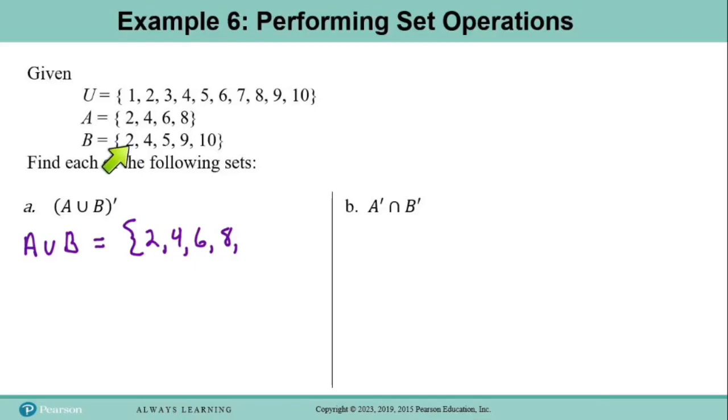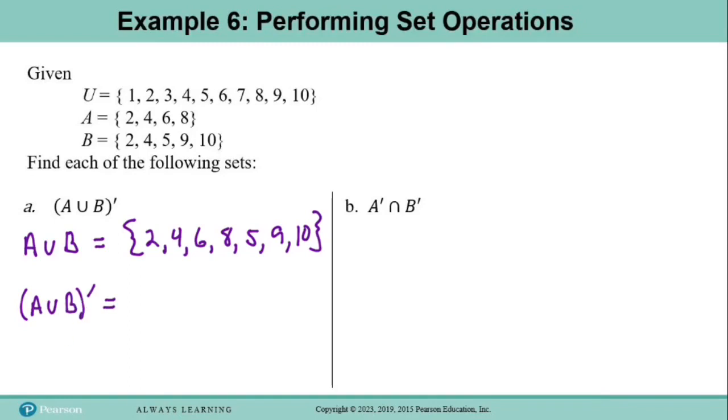So if we look at set B, we already have the 2 included, we already have the 4, we do not yet have a 5, so we'll put that down. We don't have a 9, and we don't have the 10. And so now we have the union of sets A and B. Now the complement of this is going to be everything from the universal set that's not included here.